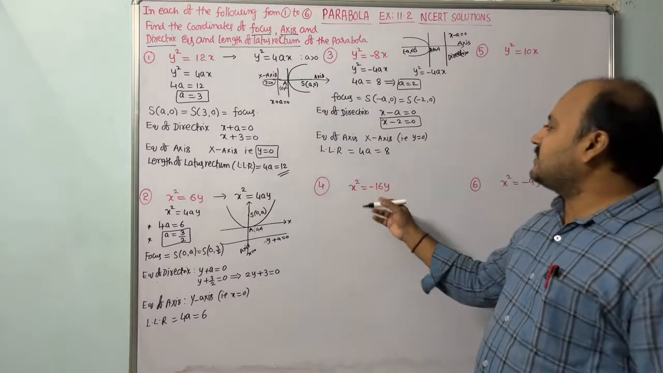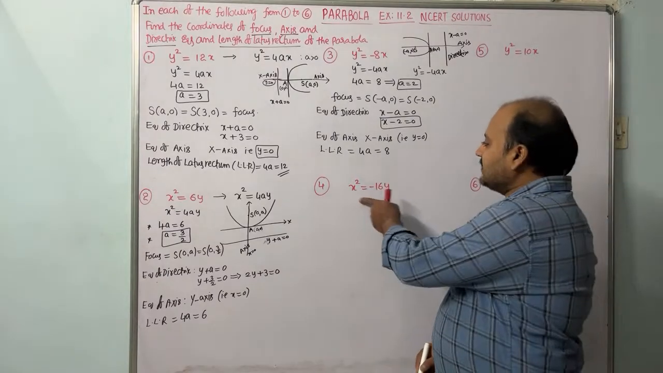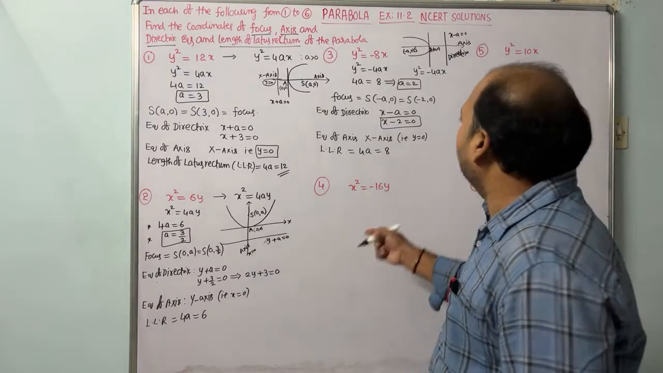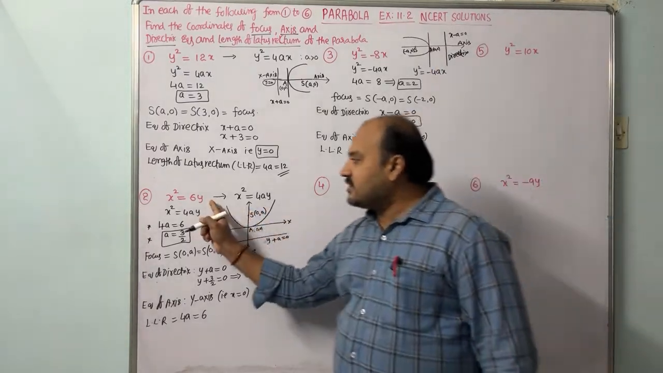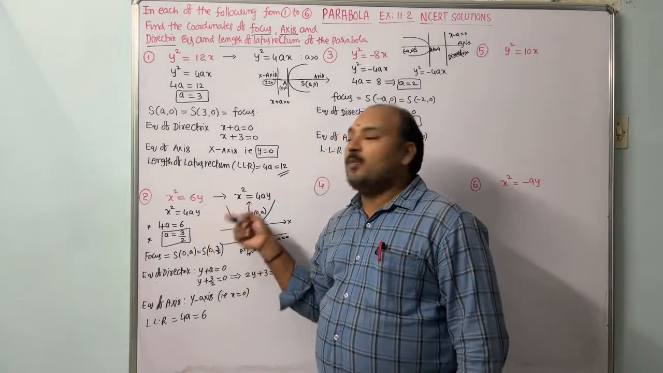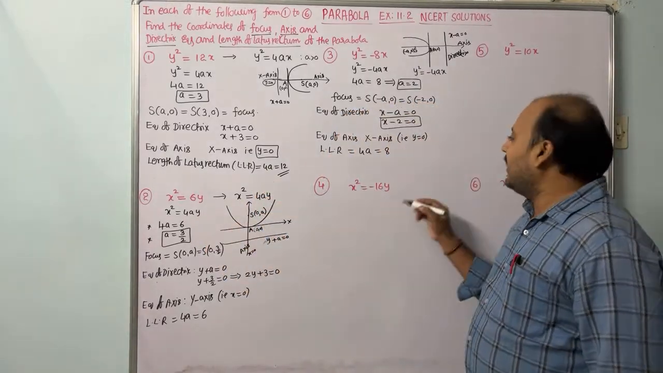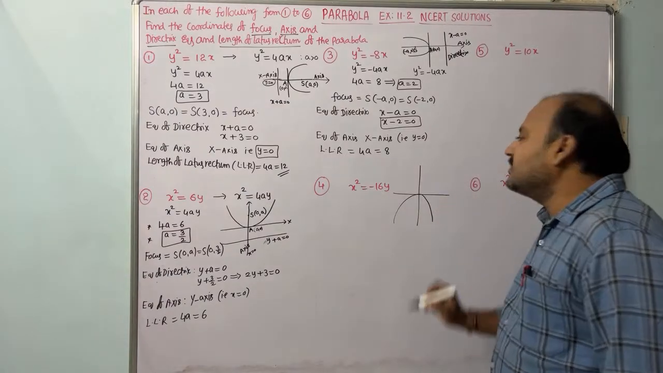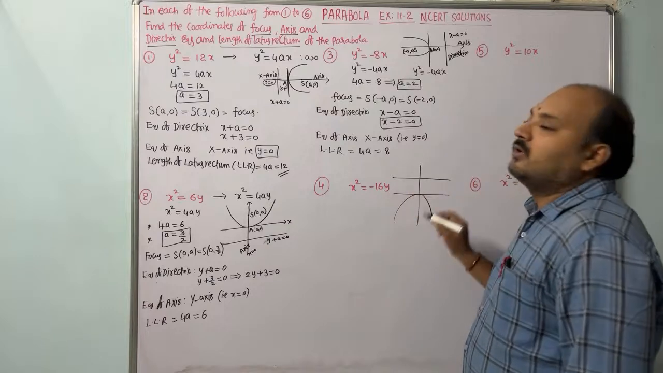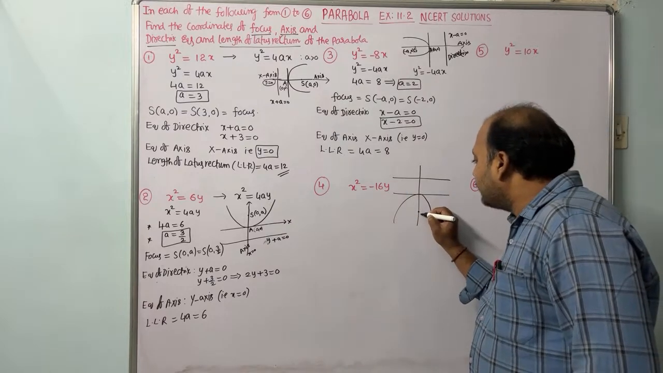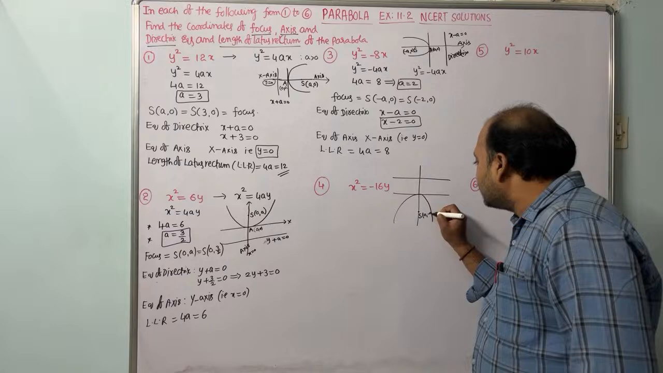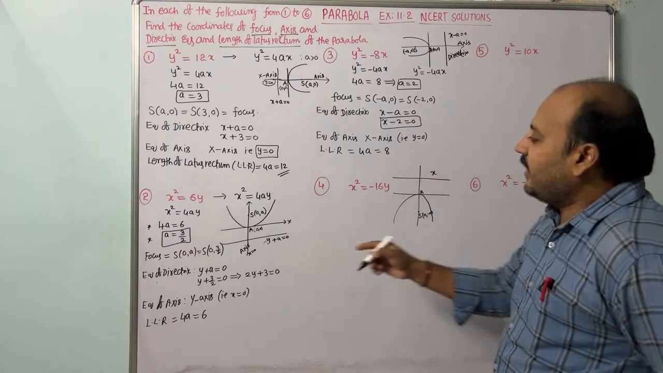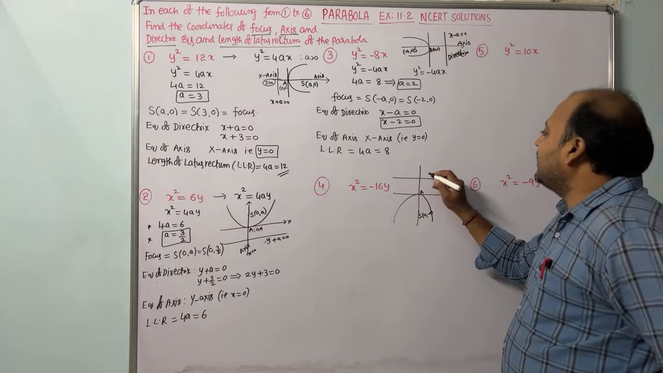Next, come to x square equal to minus 16y. We'll do it first. Why? Because x square is equal to 6y, we have already done, the upward parabola. x square is equal to minus 16y is a downward parabola. It is looking like this, dear students. So negative axis means S will become 0 comma minus a, and it will become y minus a equal to 0.